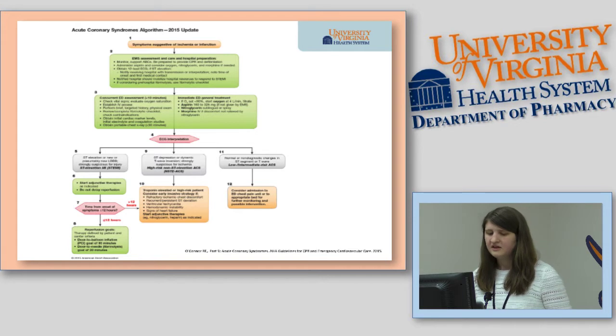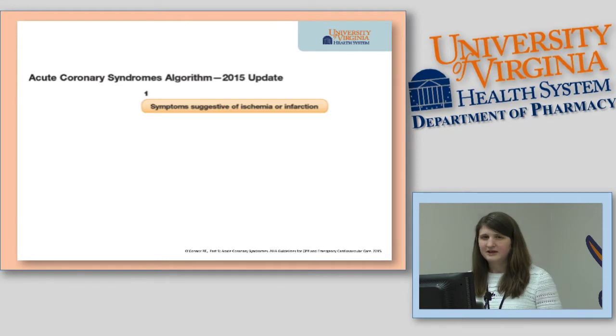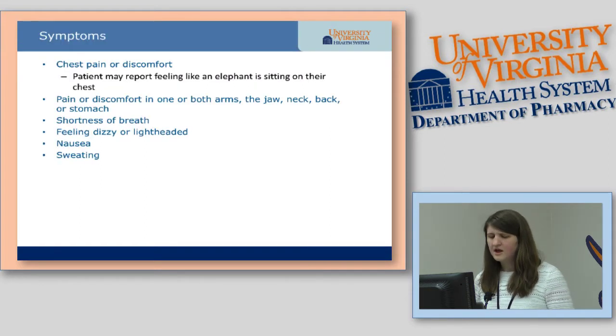So this is the American Heart Association algorithm for how to handle patients who are presenting with acute coronary syndromes. So first things first, we need to learn how to recognize patients who are experiencing an ACS. So they're experiencing these symptoms that are suggestive of ischemia or infarction. So what does that really mean?